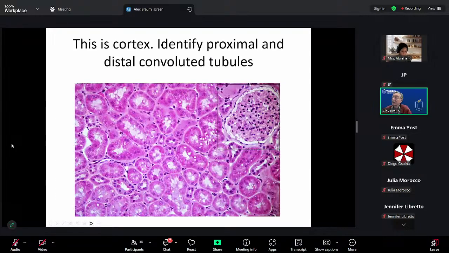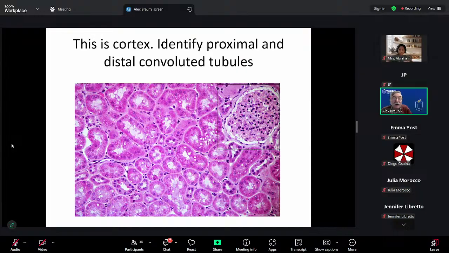Renal tubules. So there are renal tubules in both cortex and medulla. This is cortex. How do I know it's cortex? Well, I see a glomerulus quite easily. I know the glomerulus of the cortex is surrounded by convoluted tubules. So here's a whole bunch of tubules, which I presume are convoluted tubules. I know I can identify, if I look carefully, both proximal convoluted tubules and distal convoluted tubules.